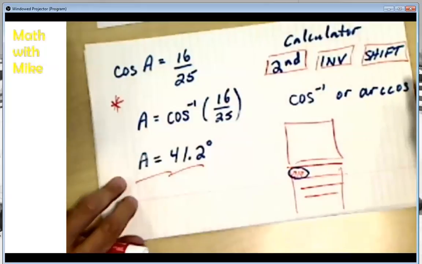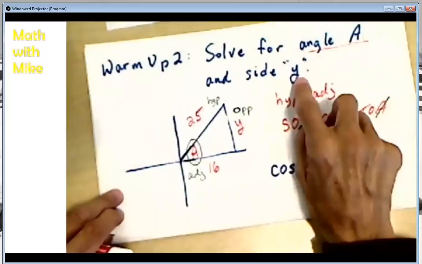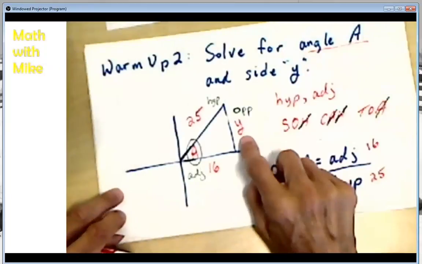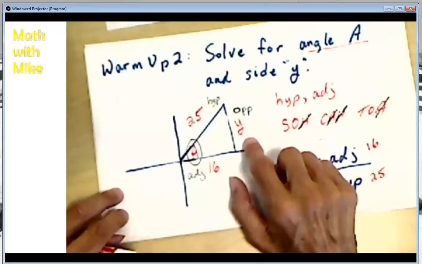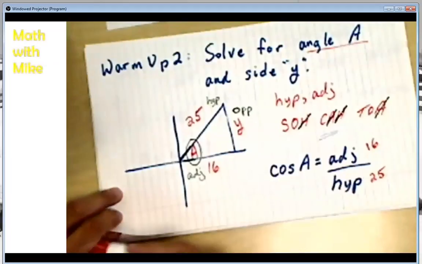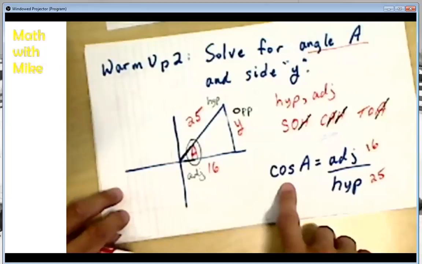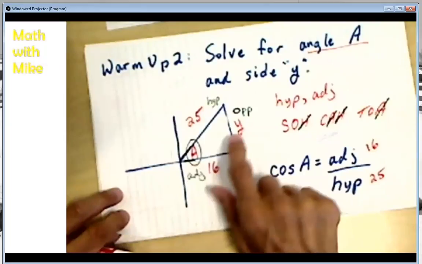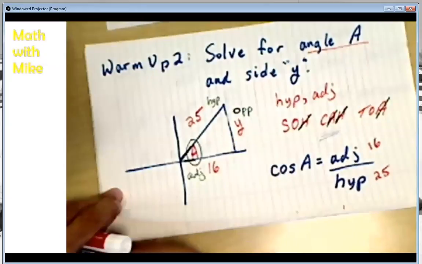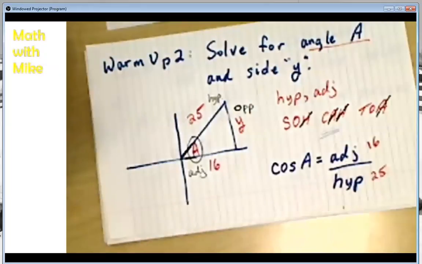Now, there was a second part to this question, and that was to figure out the side y over here. There's two ways to do this. One way is to use the trigonometry that we just did. We know this angle is 41.2, and so we can work it out. But I want to show you another way to remind you.